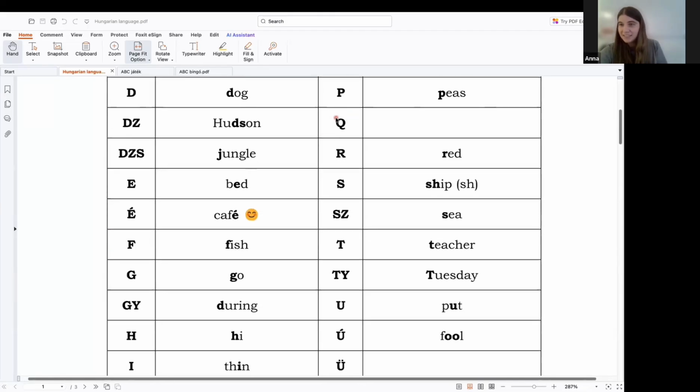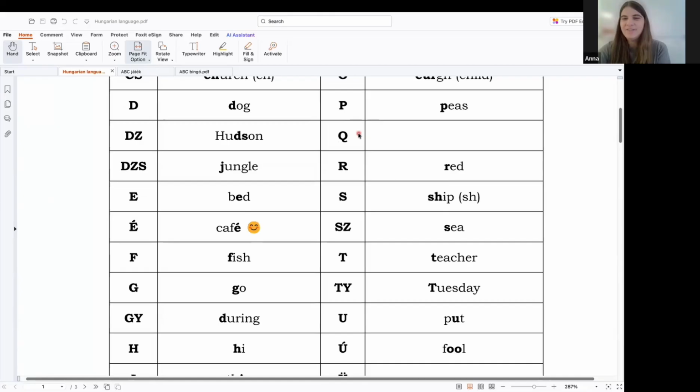Right. P is the same as English, P. And then we have the Q, which again, you will never find in any normal Hungarian word, only some names, and then it's pronounced as a Q. But honestly, I hardly ever see a Q written anywhere. All right, then, okay, we come to R, okay? Now we do like to roll this R, okay? So R.